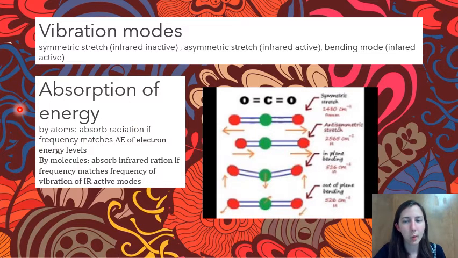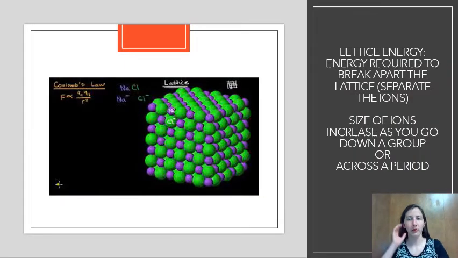Let's see. I don't think we talked about lattice energy. Real quick, okay, give me a moment. I'll explain that super quick. Now we're back with this last slide. Yes, I just wanted to make sure that we cover this.